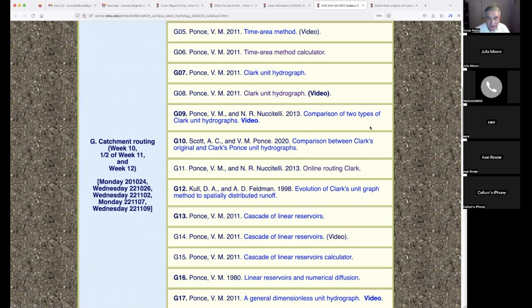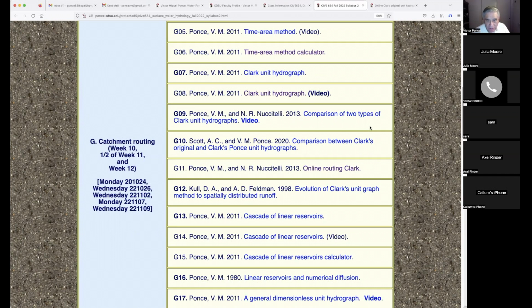Good afternoon. This is CIVE 634, Surface Water Hydrology, and I'm Professor Victor Ponce with the Department of Civil Engineering at San Diego State University. The subject today is the Clark unit hydrograph, and perhaps with enough time, we'll get into the subject of cascade of linear reservoirs. So today I'm going to cover G09 and G10 and probably G11 also.